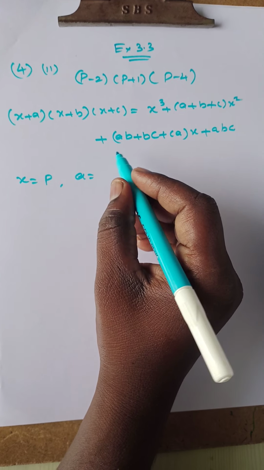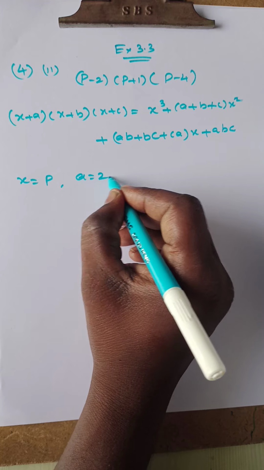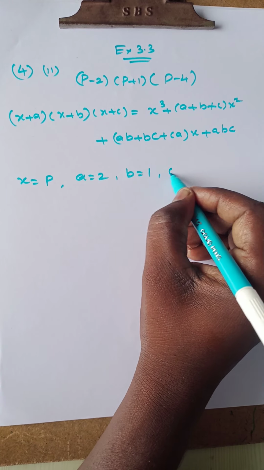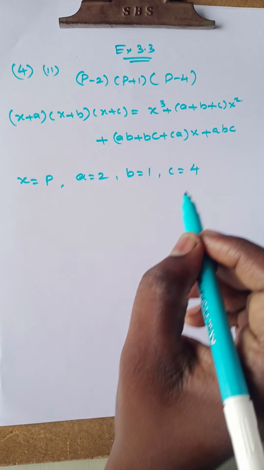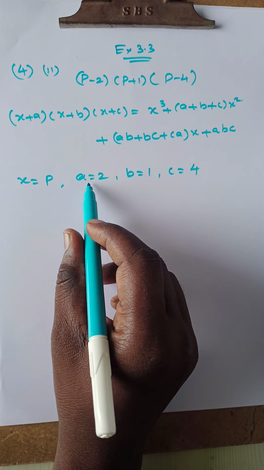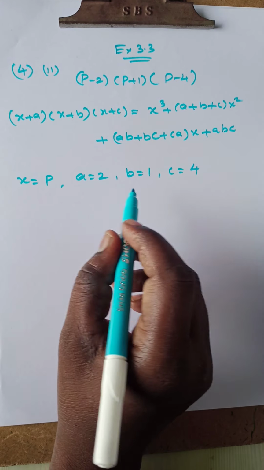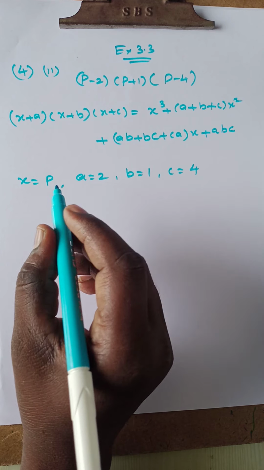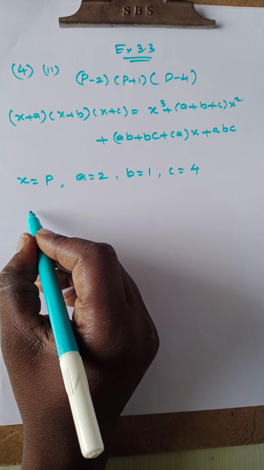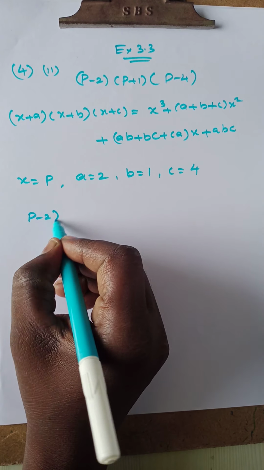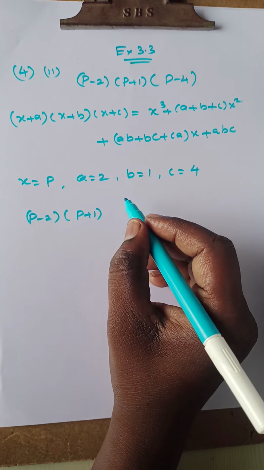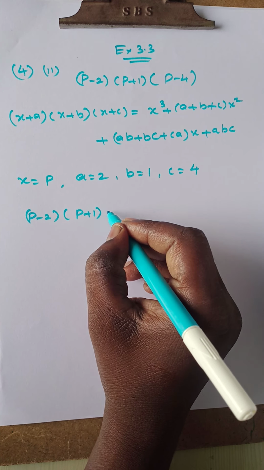a equal to minus 2, b equal to 1, c equal to minus 4. Therefore a equal to minus 2, b equal to 1, c equal to minus 4. We can write (p minus 2) into (p plus 1) into (p minus 4).